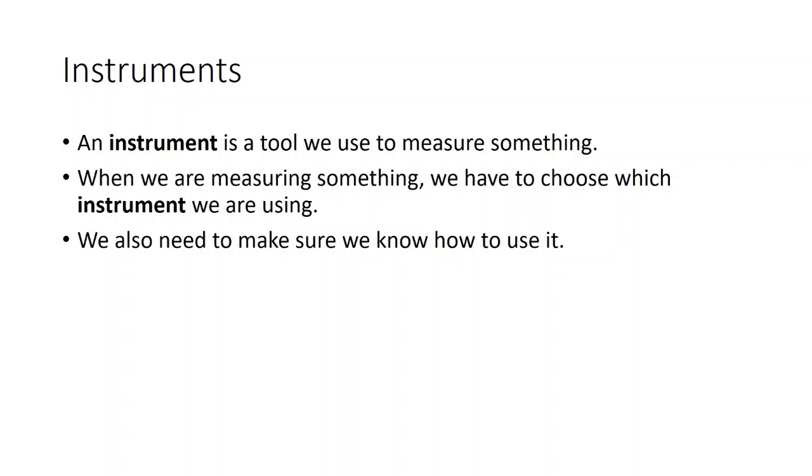And an instrument is simply a tool we use to measure something. So sometimes we can try and measure things just by estimation. So we might look at something and try and guess how long it is, or how fast it is, or how old it is, or how much it weighs. But to get an accurate answer, to get a precise answer, we have to measure it.